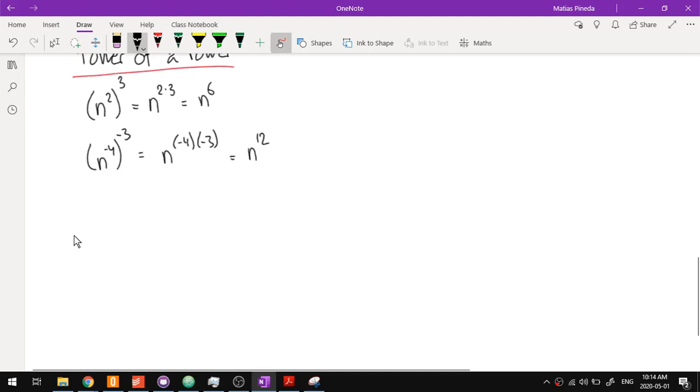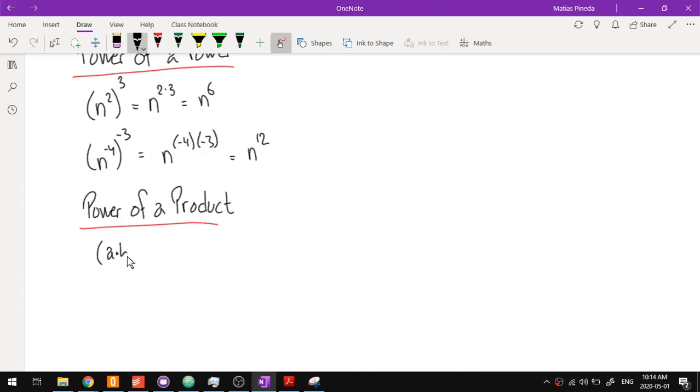Let's look at the next one, power of a product. So we can have a scenario where we have a times b, and then it's squared. So in the power of a product law, we would apply this exponent here, the 2, onto each of the terms in that product. So it's going to be a squared times b squared.